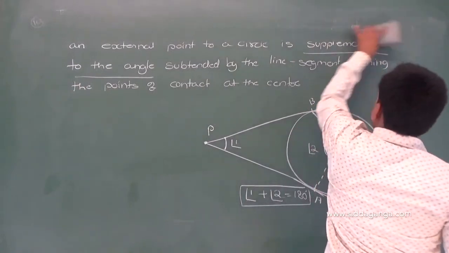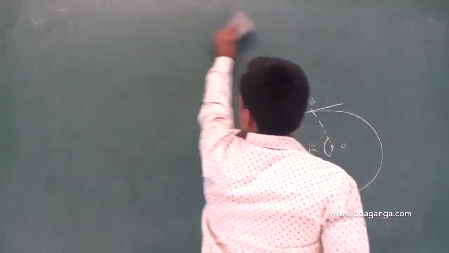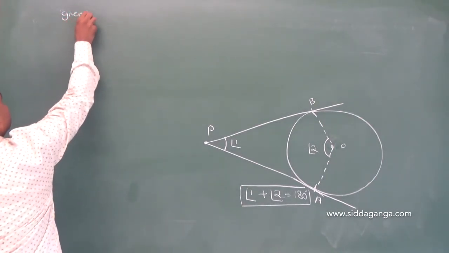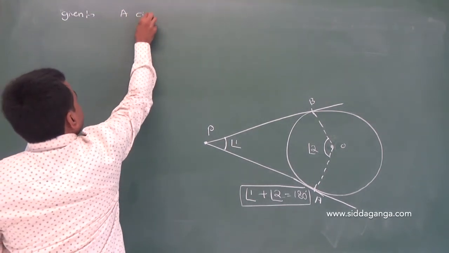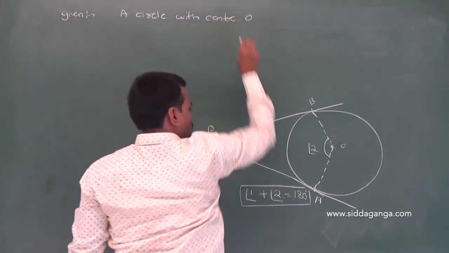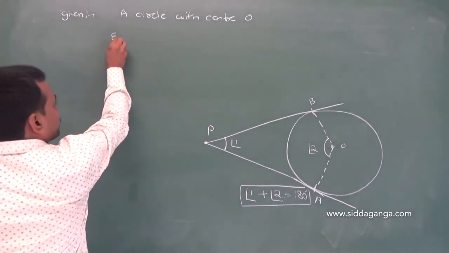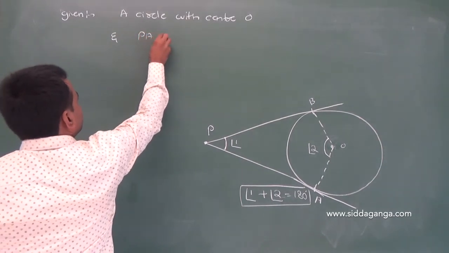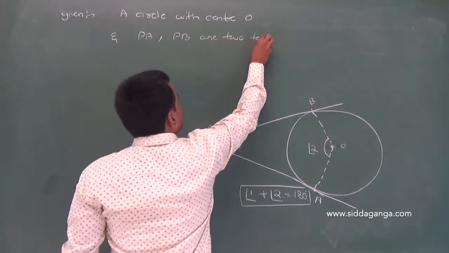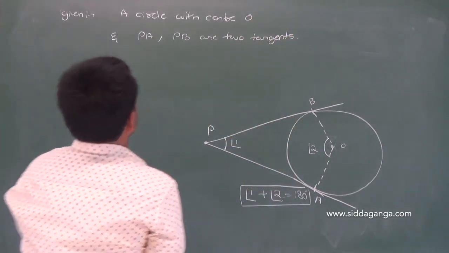It is not a problem, it is a theorem. We treat it as a theorem. One more theorem. Theorem means first we are given a circle with center O. Correct? A circle with center O, and PA, PB are two tangents to the circle.